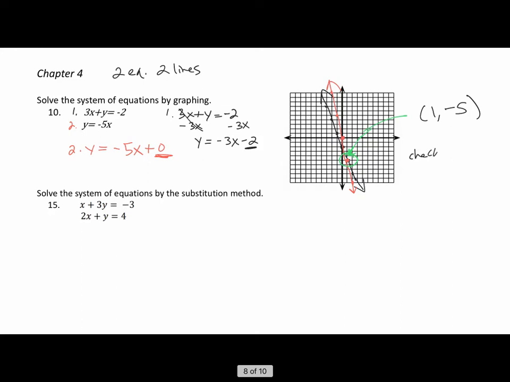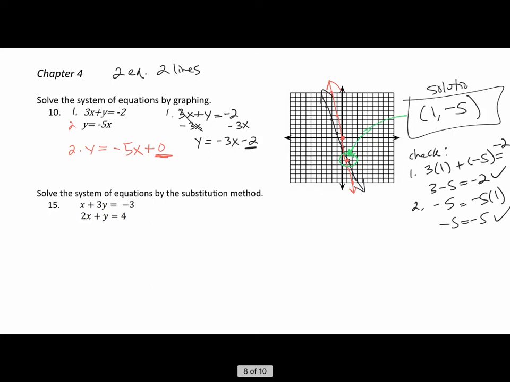I can check to see if that's a point that's on both of those lines. So the first line, 3x plus y equals -2, let me put those coordinates into that equation and see if it's true. Yep. So that is a point on the first line. Is it a point on the second line? Why am I putting y? Because y is -5 equals -5 times x. And that's true too. So yes, I've proven that that's a solution to the system of equations. It is a point that's shared by both of those lines.